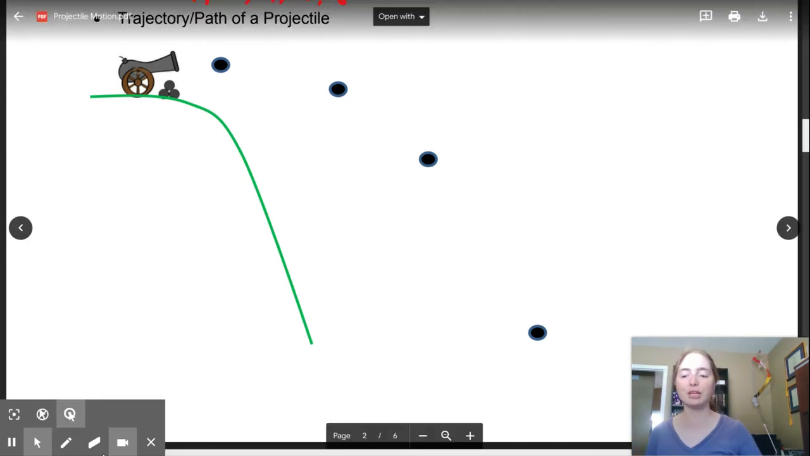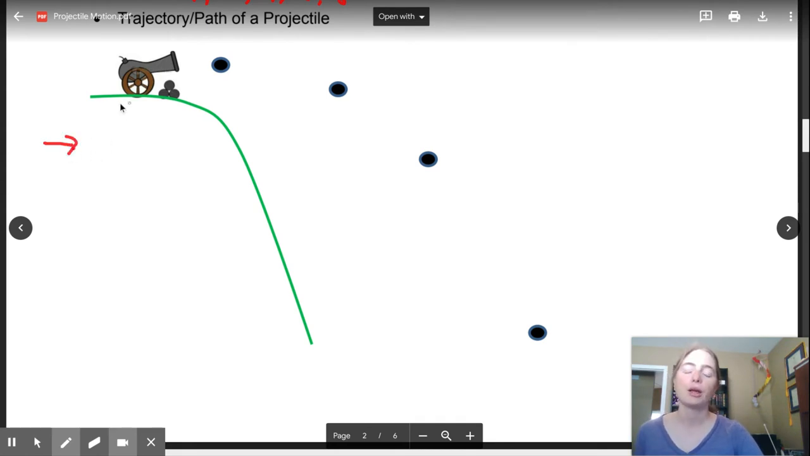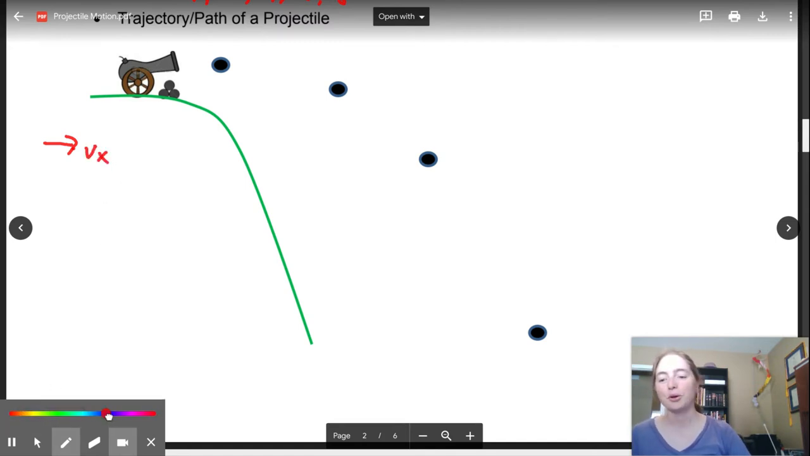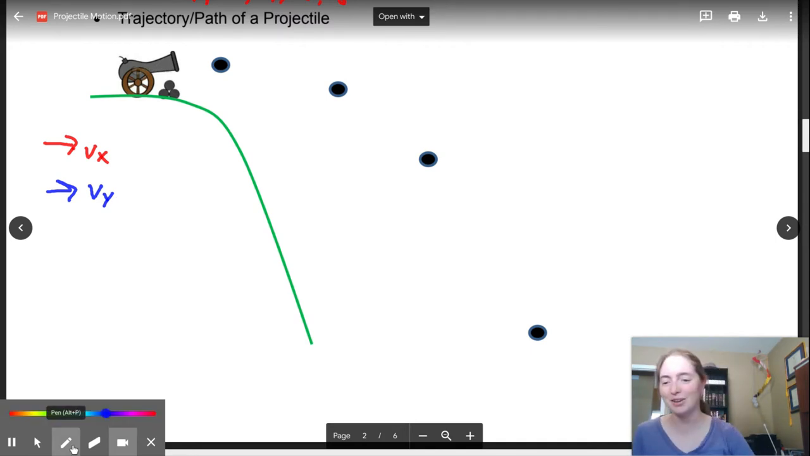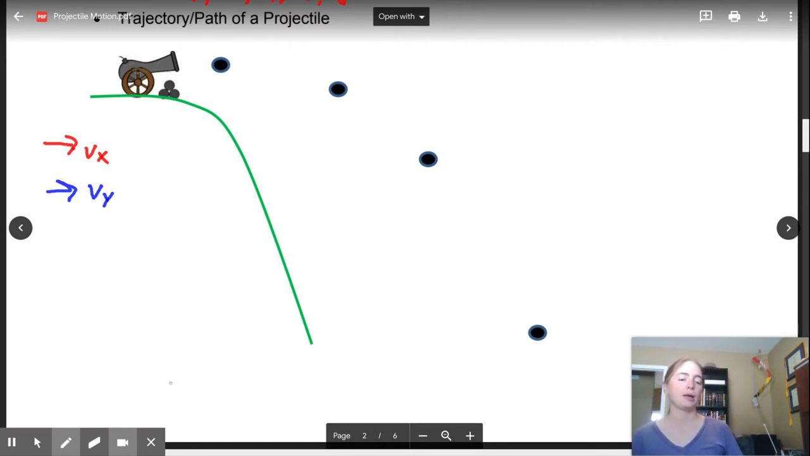Okay, so let's start with red. Our red arrow is going to represent your vertical velocity. Your blue arrow is going to represent your, I got vertical and horizontal again, backwards. It's Monday. Red is horizontal, blue is vertical velocity. Okay, so ladies and gentlemen, let's start with the horizontal velocity vectors. This is the easier one. Why am I saying that this one is easier?